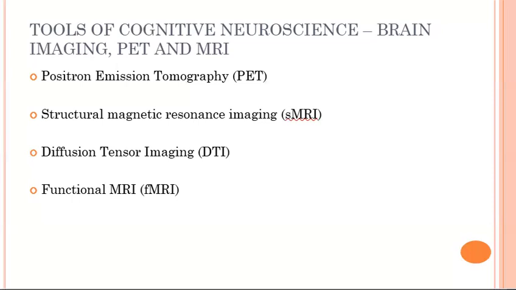MRI scanners may be expensive, noisy, and claustrophobic to some, but they're harmless and painless and are powerful and prevalent tools for illuminating brain structures and functions. Magnetic resonance scanners use a strong magnetic field that is 60,000 times stronger than the Earth's magnetic field. As a person lies very still in the scanner, the magnetic field forces protons in their body to align.